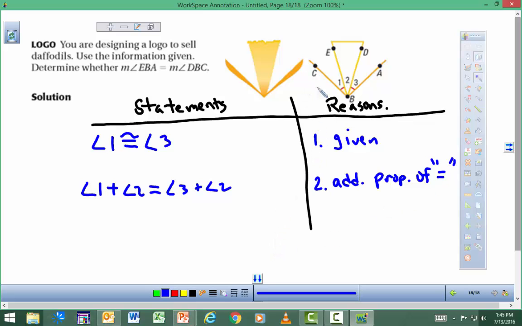Well, now I could replace this angle plus this smaller angle is equal to the bigger angle, right? Well, that bigger angle is called angle DBC. Okay? So I'm going to say angle, well, maybe I should start out with this side over here. EBA. EBA is this one over here. That's this one. Okay, so I'm going to say angle EBA is equal to what? It's equal to these two smaller angles. Okay, so it's equal to angle 2 plus angle 3.